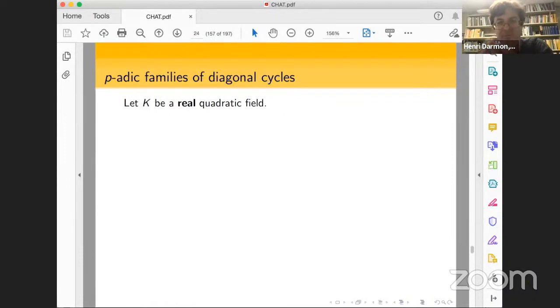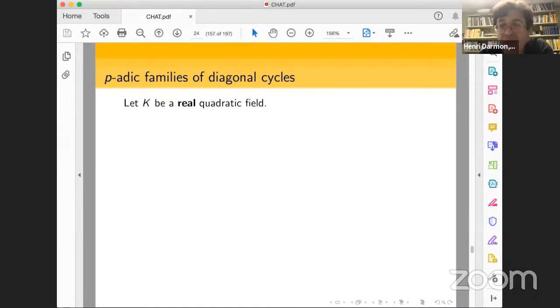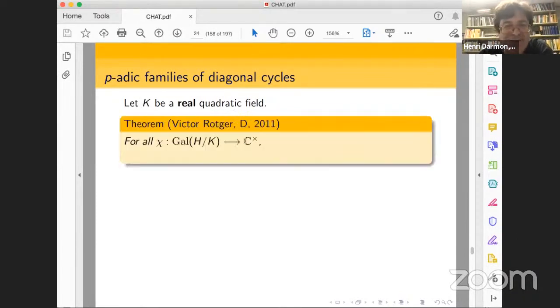And so then this led to a theorem exploiting these p-adic families of diagonal cycles, which now involves finally a real quadratic field. And the theorem that I proved with Victor around 2011, 2012, is that if chi is a character now of the Hilbert class field of this real quadratic field, and if the twisted L value is non-zero at the center, then the corresponding component of the Mordell-Weil group is trivial.